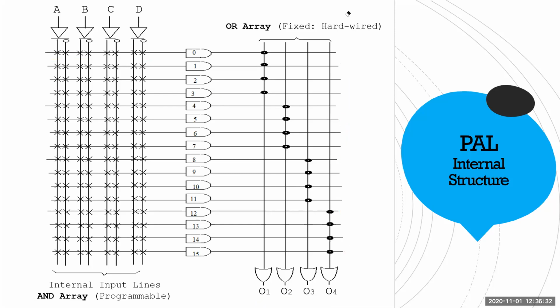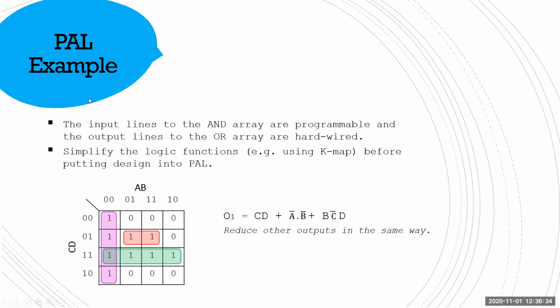So let's do one example. Here, they said the input lines of the AND gate array are programmable, and the output lines of the OR array are fixed, obviously. That is the only difference between PLA and PAL. In PLA, that means the previous one, both the AND gate and OR gate were programmable. But in case of PAL, only AND gates are programmable, OR gates are fixed.